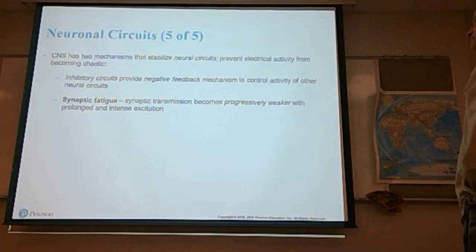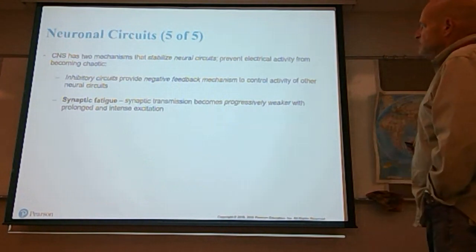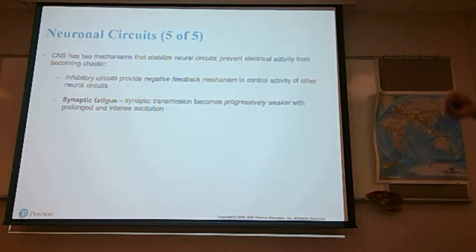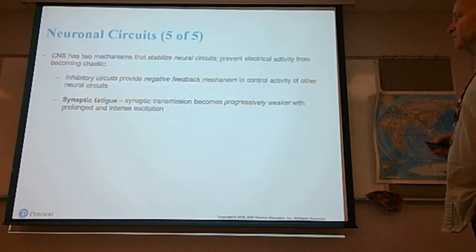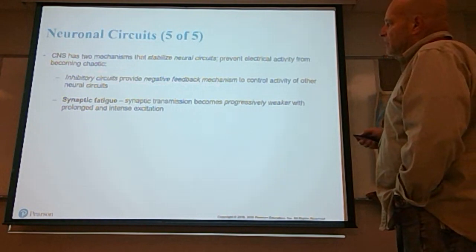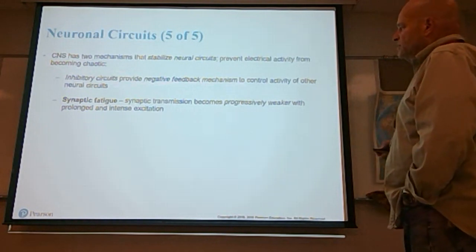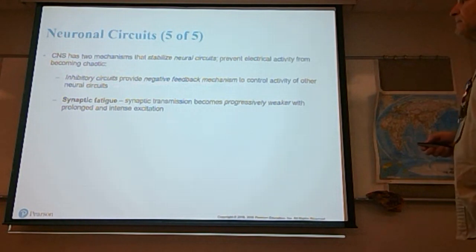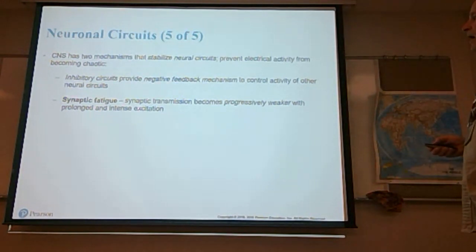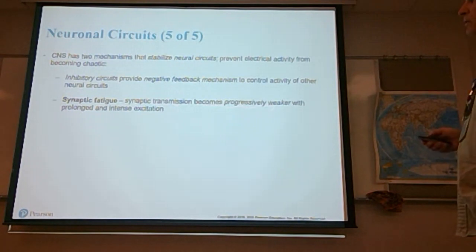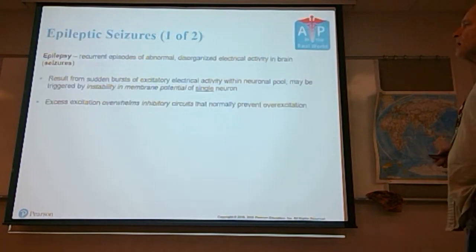The central nervous system has 2 mechanisms that stabilize these neural circuits and prevent electrical activity from becoming chaotic. One is that inhibitory circuits provide a negative feedback mechanism to control the activity of other circuits. In other words, these circuits actually slow down the formation of these signals. And synaptic fatigue occurs when synaptic transmission becomes progressively weaker with prolonged and extensive excitation.